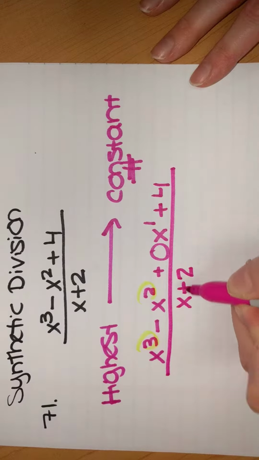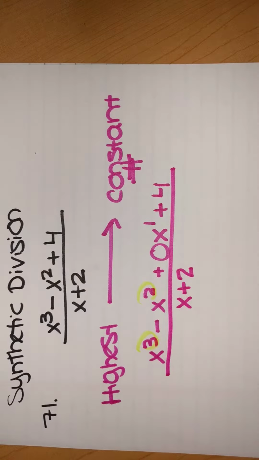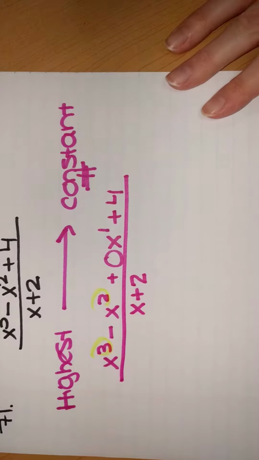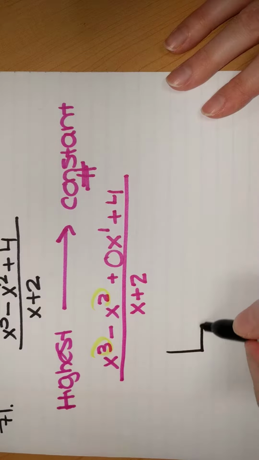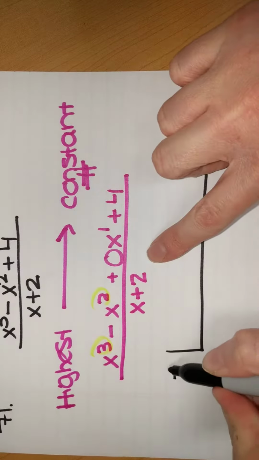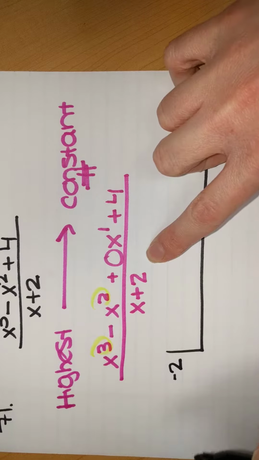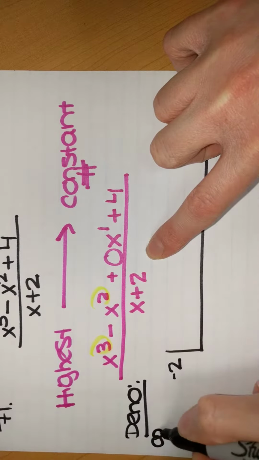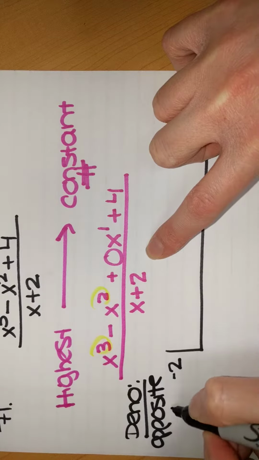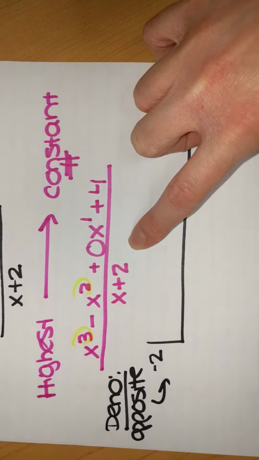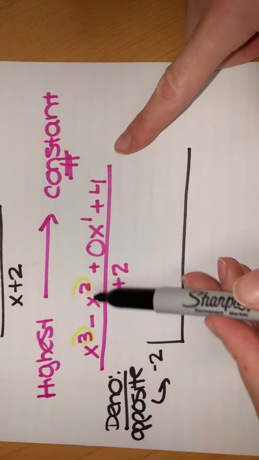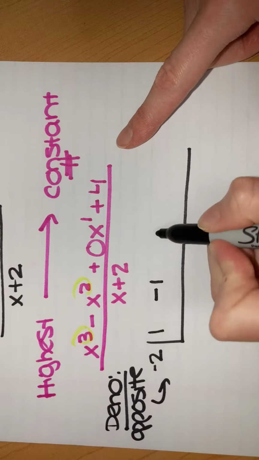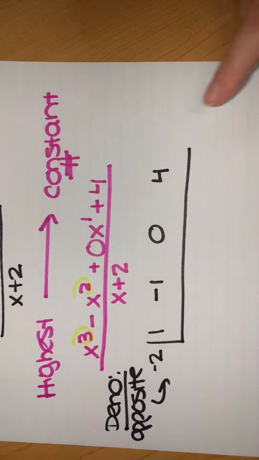So I think it's sometimes nice to just visually write out any missing powers, and then once you do that, you create your L, and to the left of the L, we write the opposite sign of what we see in the denominator. So when there is a denominator involved in synthetic division, you will write the opposite sign of that denominator. And then we list out our coefficients of the numerator, so 1, -1, 0, and 4.